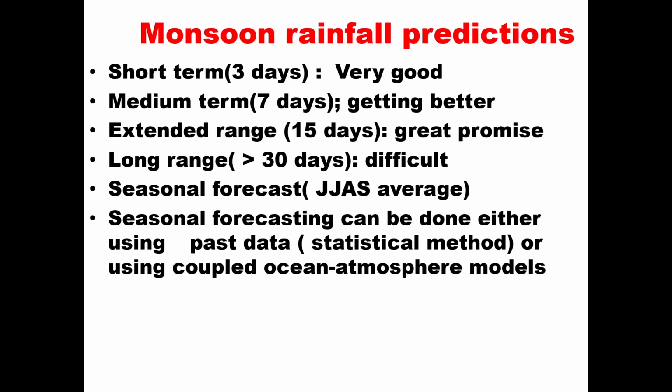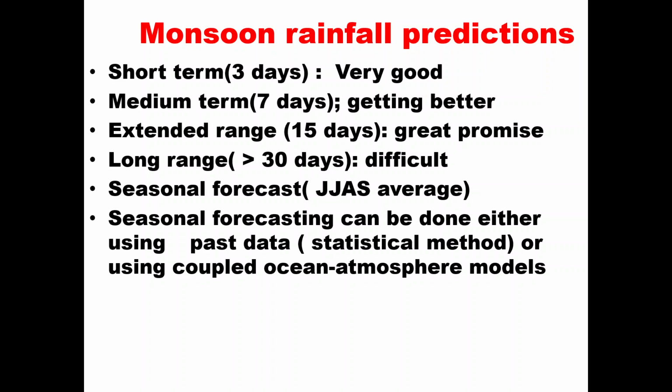And the various forecasting timescales are the short term, which is up to 3 days, the medium term, which is up to 7 days, extended range, which is up to 15 days, and long range, which is beyond 30 days. The other forecast is for seasonal average, which is the most difficult rainfall to predict.